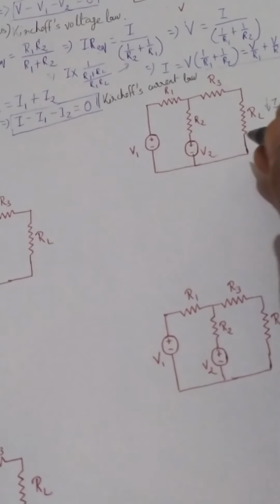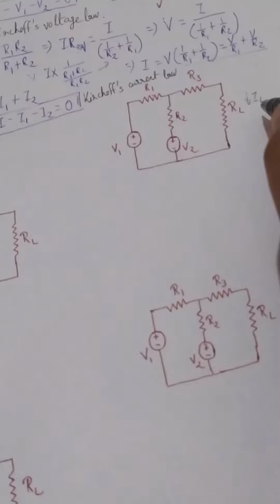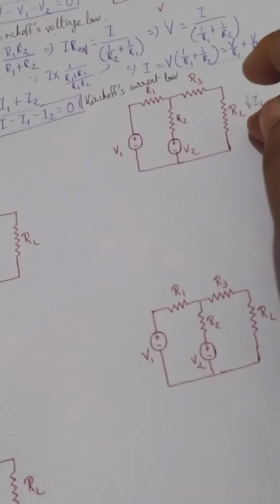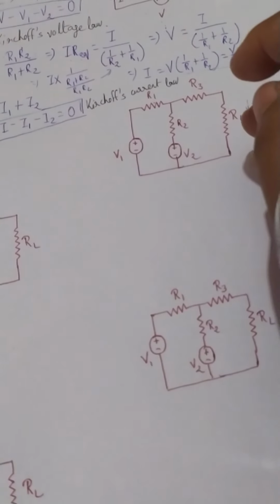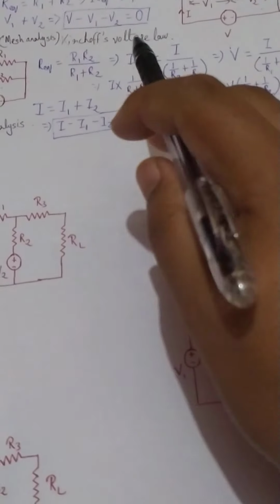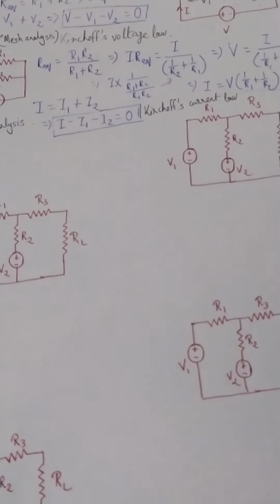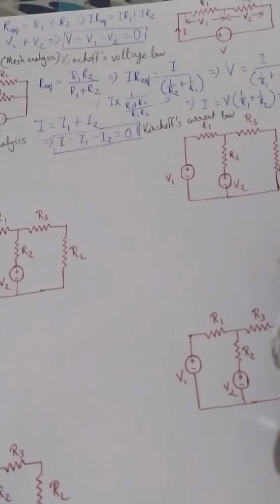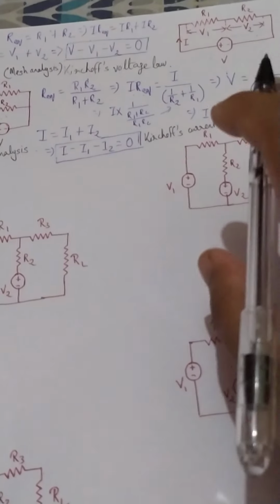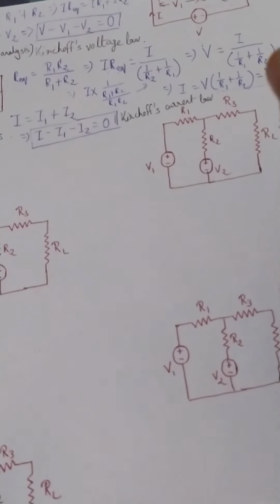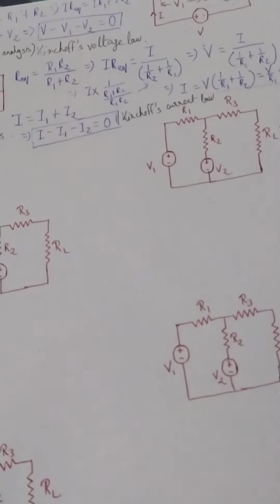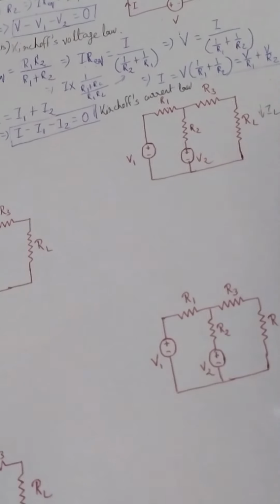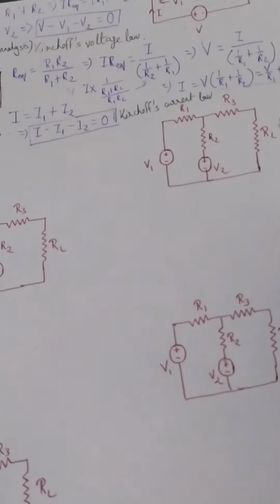So in this arrangement, we have to find IL, and the question says that we have to find it by using Kirchhoff's law. We have two laws, Kirchhoff's Voltage Law and Kirchhoff's Current Law. Let us start with Kirchhoff's Current Law first. Let us understand what is going to happen, and then we will apply Kirchhoff's Voltage Law to understand how we could find IL in this arrangement.